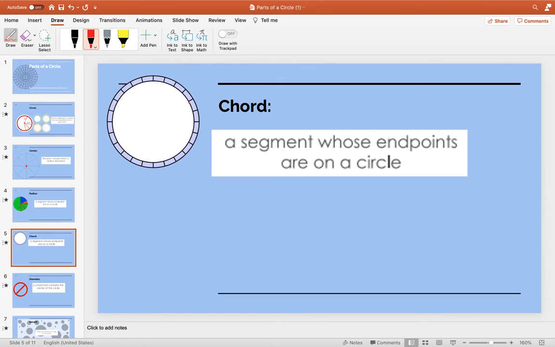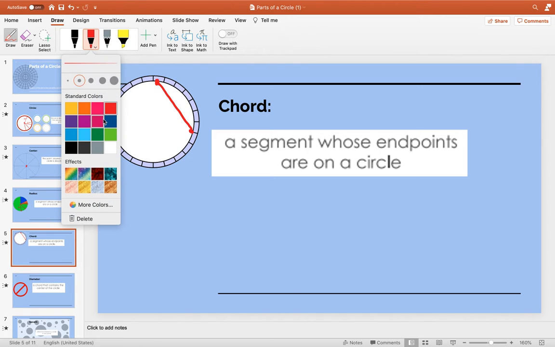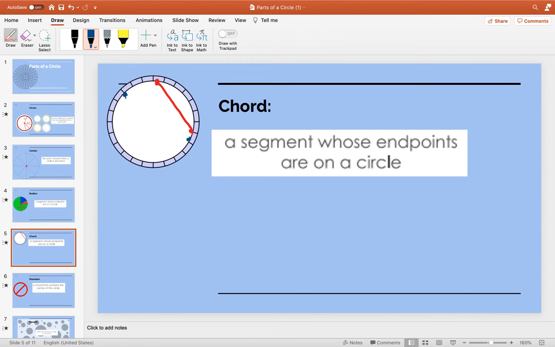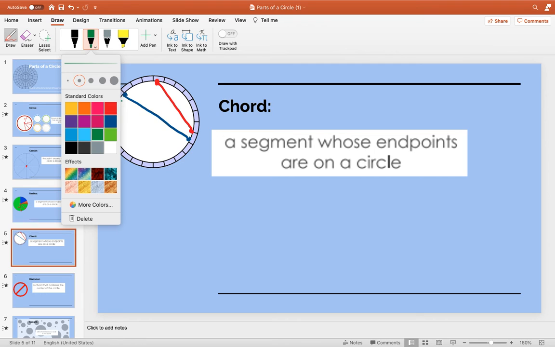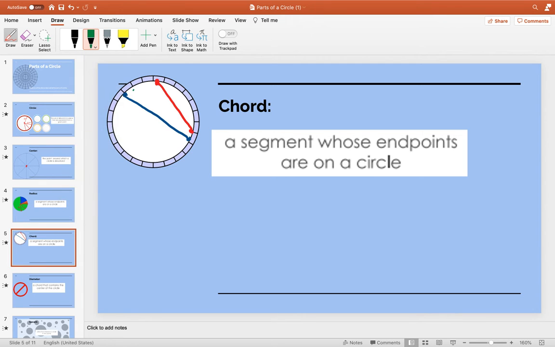All right, now a chord. A chord is a segment whose endpoints are on a circle. So for instance, this here is a chord because both endpoints are on the circle. All right, I'll do another one. This one here is a chord because both endpoints are on a circle. In fact, any segment with its two endpoints on the circle would be what we call a chord. So here, from there to there, also a chord. All of those are chords.